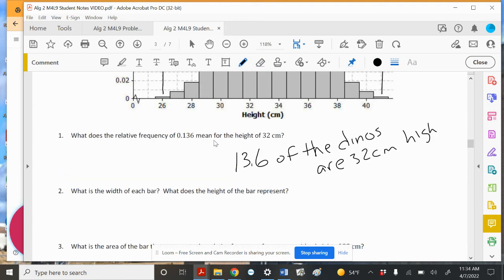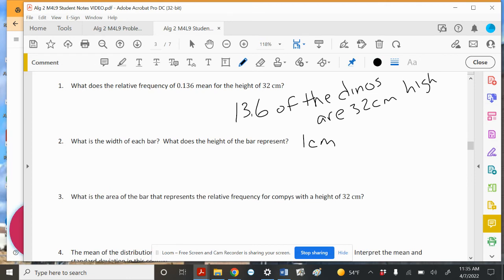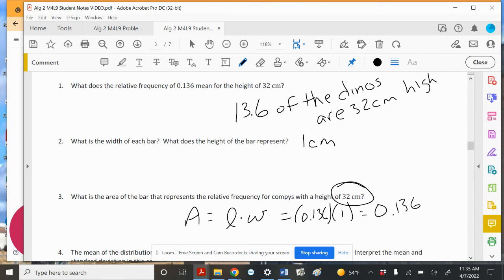What is the width of each bar? So we notice here that the width of each bar, so of course if this is 31, we know each bar has to be 1 centimeter. What is the area? So the area would be the length times the width. That's what we normally do, right? And so the width of each bar is 1 centimeter, so we know that one's 1. And for 32 centimeters, the height of that bar is 0.136. So we multiply those together, we get 0.136, okay?